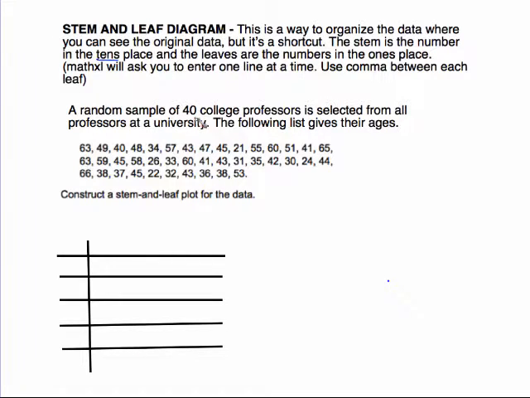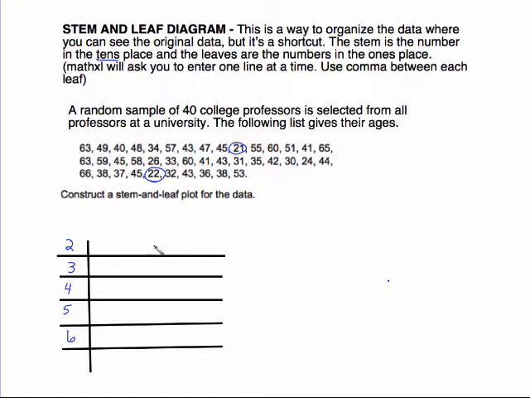So we got 40 college professors, and we need to first off come up with our stems, like we did a couple of screens ago. Look through here to find the lowest number. I think the lowest is a 22. So oh no, there's a 21. So my stem here will be a 2. And I do notice I've got some 30-somethings, some 40-somethings, some 50-somethings, some 60-somethings, and that's as high as it goes. And then I've got to go through here and get all this information over here in the leaf area.